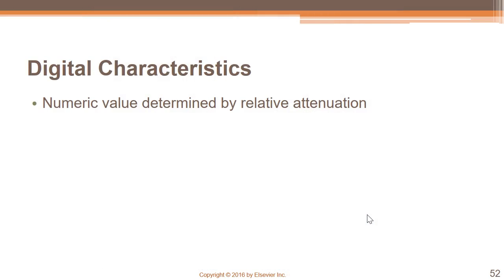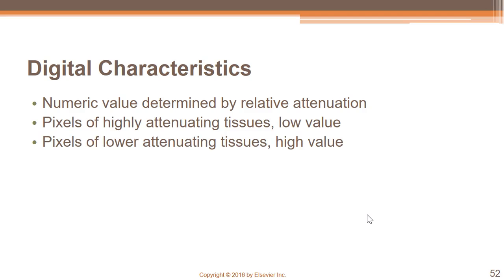When you think about processing this digital image, the numeric value assigned to each pixel is determined by the relative attenuation of the X-rays that pass through the corresponding volume of tissue. Pixels that represent highly attenuating tissues such as bone are usually assigned a low value, a low value for higher brightness, lower density, than the pixels that represent tissues of low X-ray attenuation. So if you have highly attenuating tissues, it's a low value, so that's going to be whiter. If it's lower attenuating, that means it absorbs less, then it's a higher value.